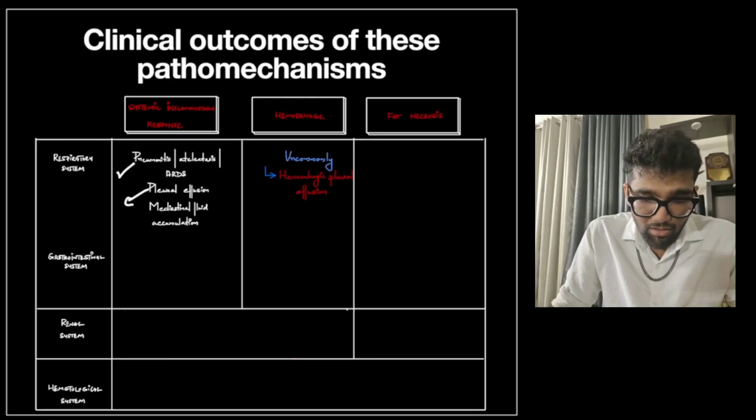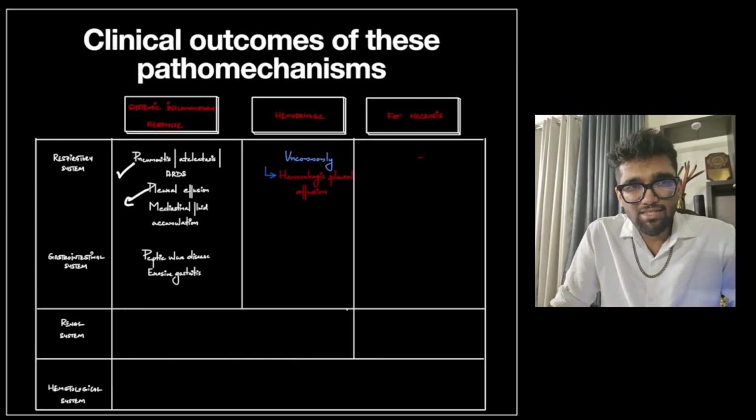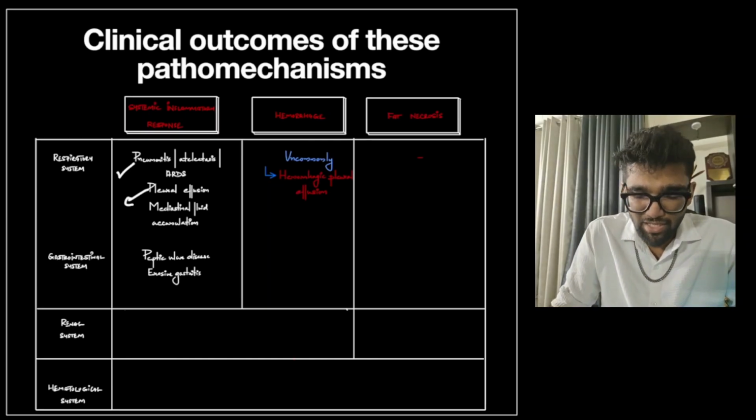Then in the respiratory system, uncommonly you can also get hemorrhage into the pleural space. That would be a hemorrhagic pleural effusion, but this is an uncommon cause of pleural effusion in patients with pancreatitis. And then coming to the gastrointestinal tract, there is an association with peptic ulcer disease, and there can be erosive gastritis, but this is not a very clear-cut association.